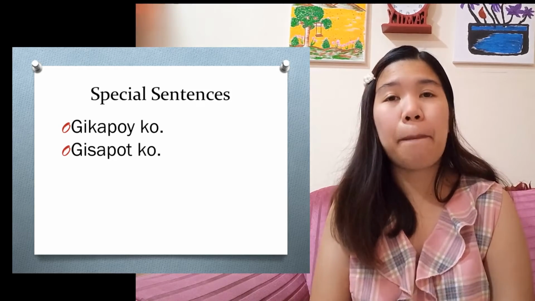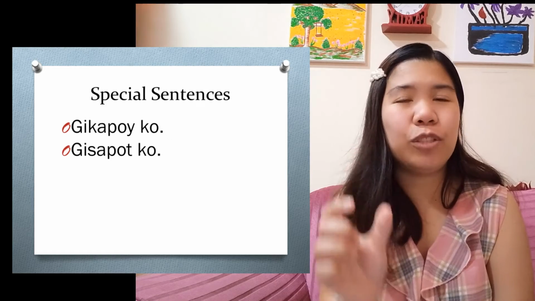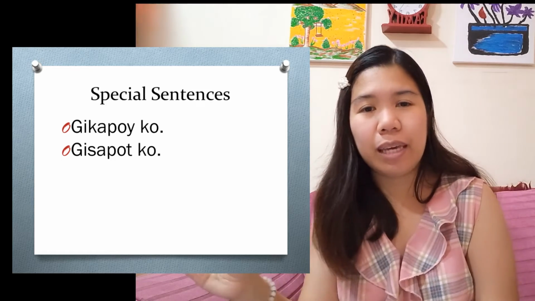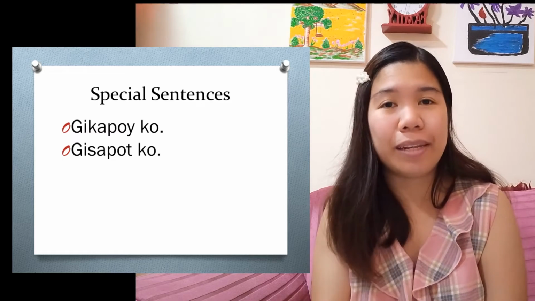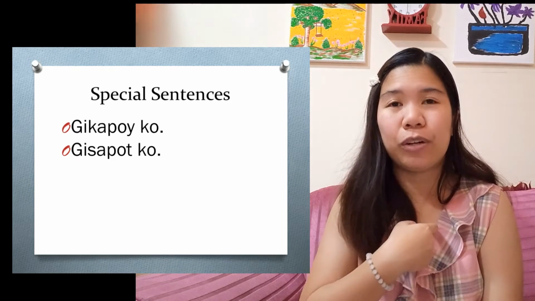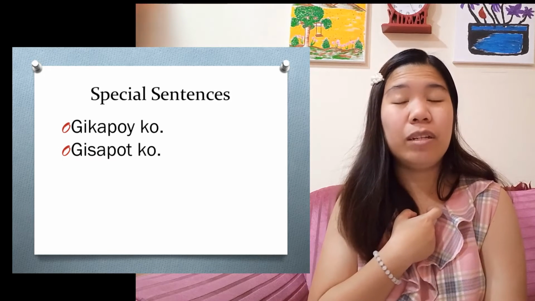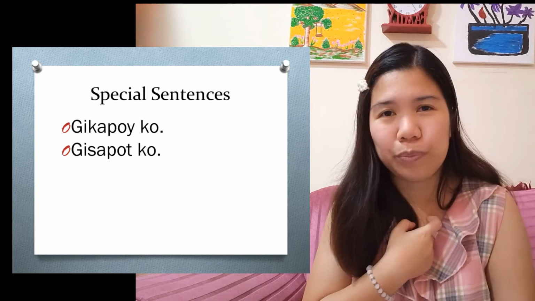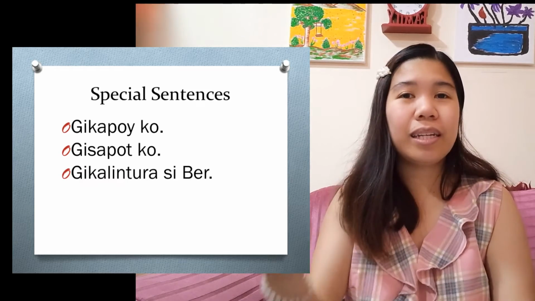Next, gisapot ko. Sapot means bad mood. So if you add gi, it shows that you are in a bad mood. Ko there means the speaker, I. I'm in a bad mood. Gisapot ko. Okay? Next. Gikalintura si Ber.